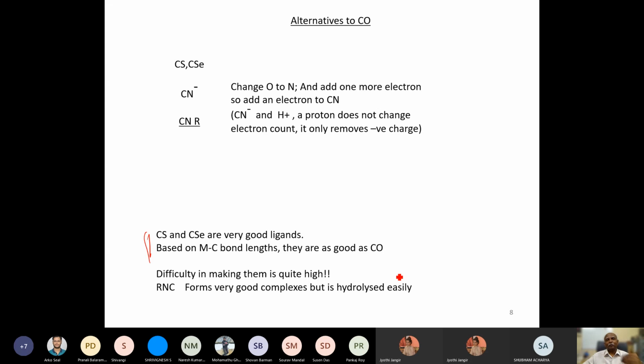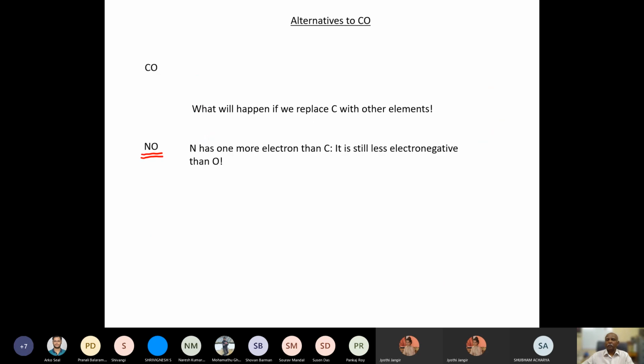RNC are extremely good electron donors, so they stabilize positive oxidation states. So RNC is unique in the fact that CN minus and RNC are good ligands for stabilizing positive oxidation states. Okay. So the unfortunate thing is they get hydrolyzed easily, and so you cannot study reactivity in different conditions, right? So let's now move on to nitric oxide.